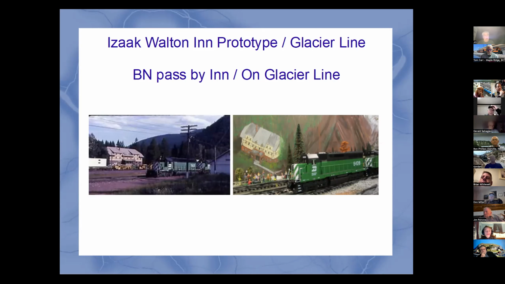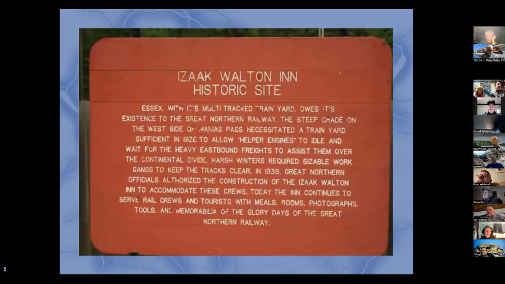And very recently, the Great Northern Railway Historical Society has a laser-wood kit of the Isaac Walton Inn, in HO scale, and it's magnificent. It's about $169, and it's a replica of the inn. It's really beautiful. I'm fighting trying not to get it. The Isaac Walton Inn is on the National Register of Historic Places as well. This is a sign outside of it.